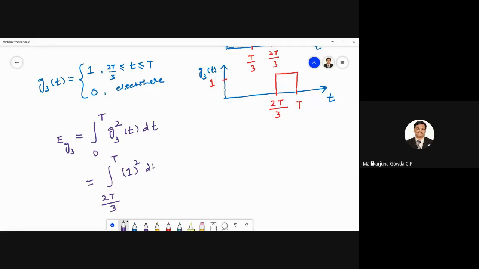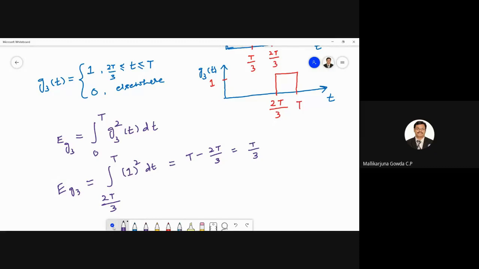It is 1 only, right? So you all know how to simplify it, right? Upper limit minus lower limit. So that is t minus 2t by 3, which will give you what value? It is t by 3. So the energy is t by 3, over the interval from 2t by 3 to t, right?